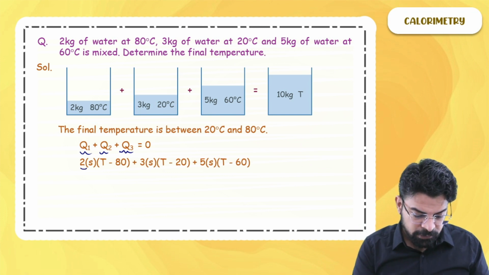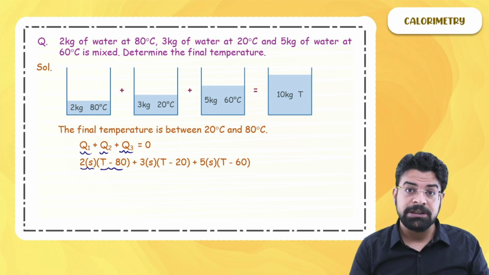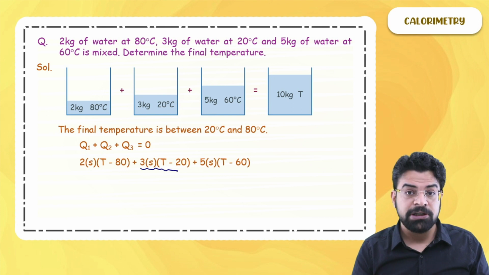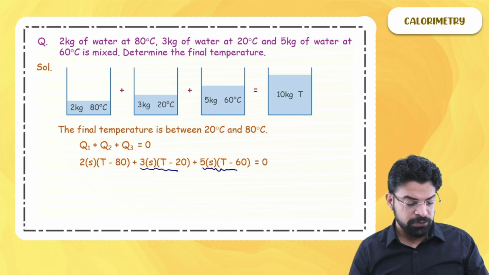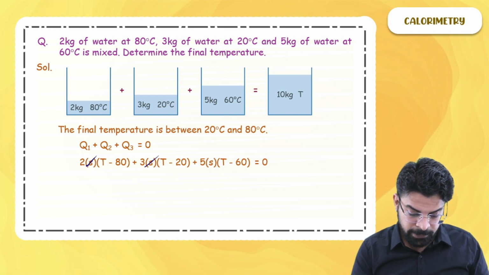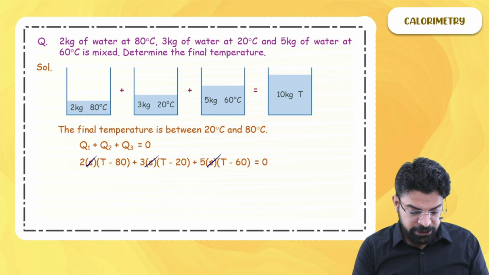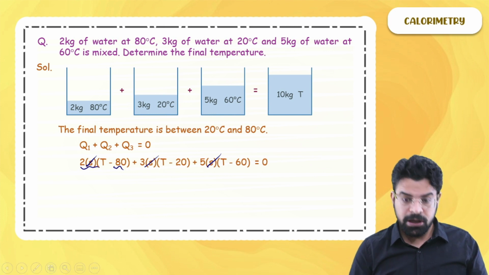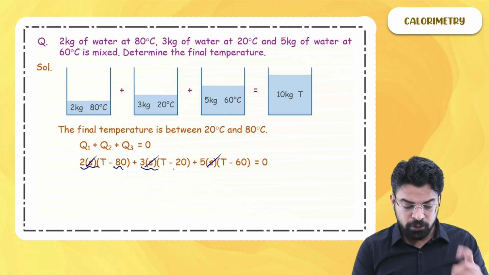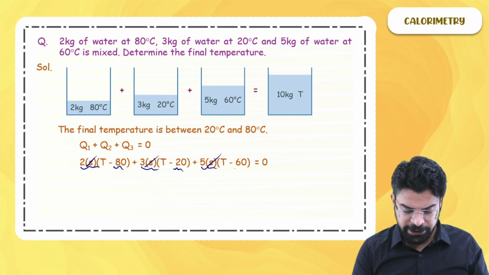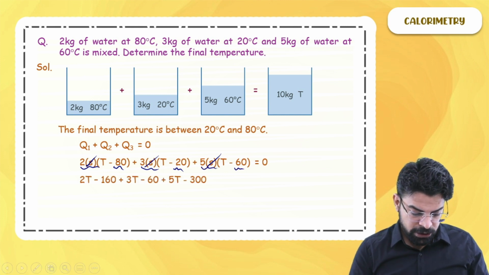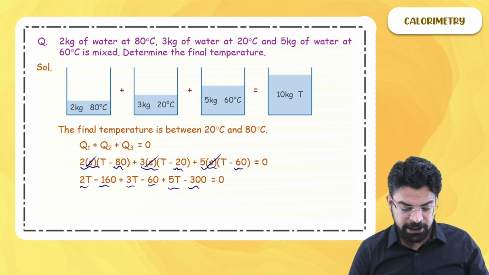So the heat given to 1, 2 into S into T minus 80, plus heat given to 2, 3 into S into T minus 20, plus heat given to 3, 5 into S into T minus 60, has to be equal to 0. Now you can cancel out each term of S and then open a bracket. So here you will get 2T minus 160. Here you will get 3T minus 3 into 20, 60. And here you will get 5T minus 60 into 5, 300 equals 0. So you get 2T minus 160, 3T minus 60 plus 5T minus 300 equals 0.